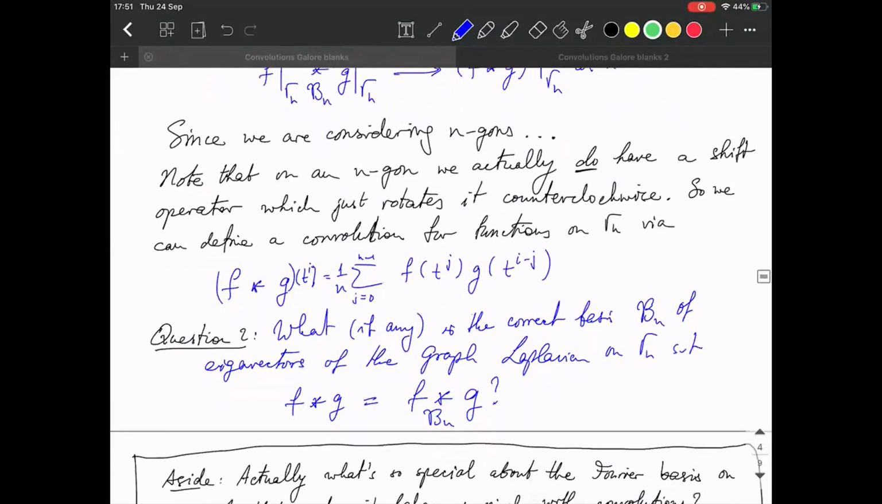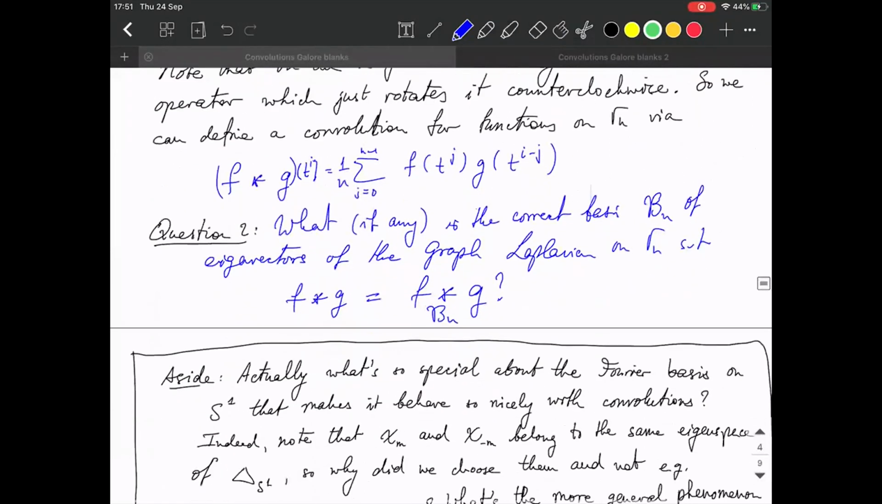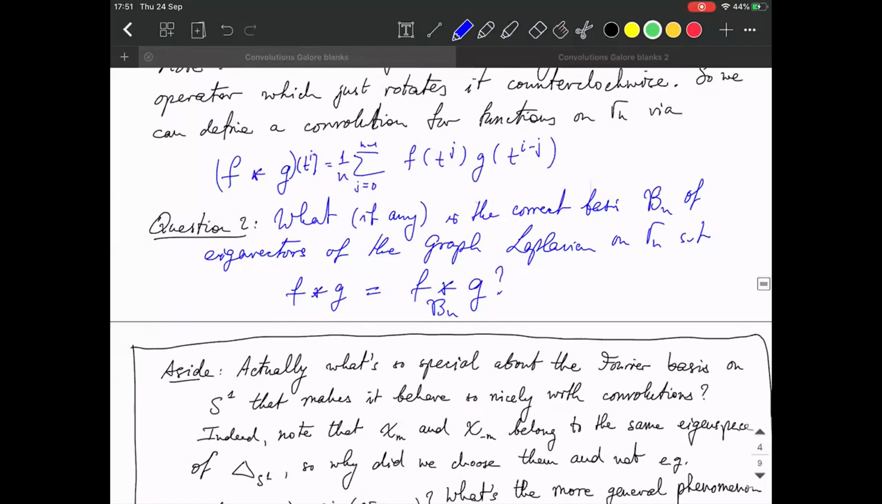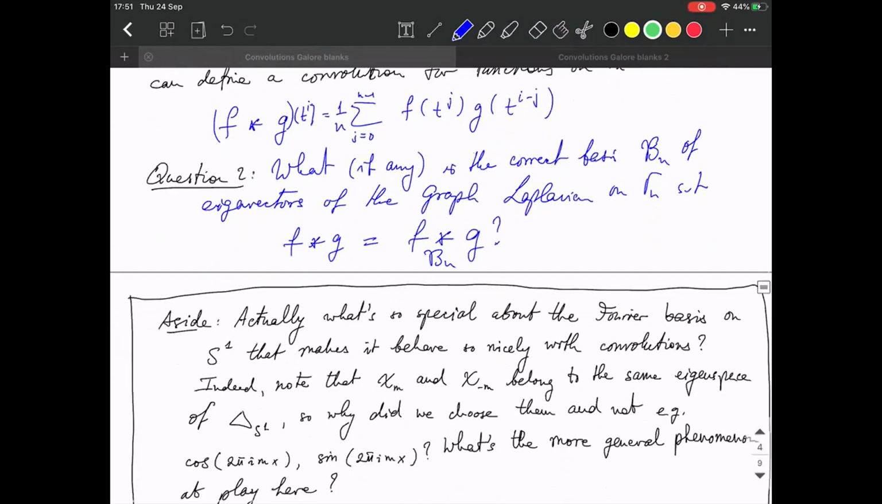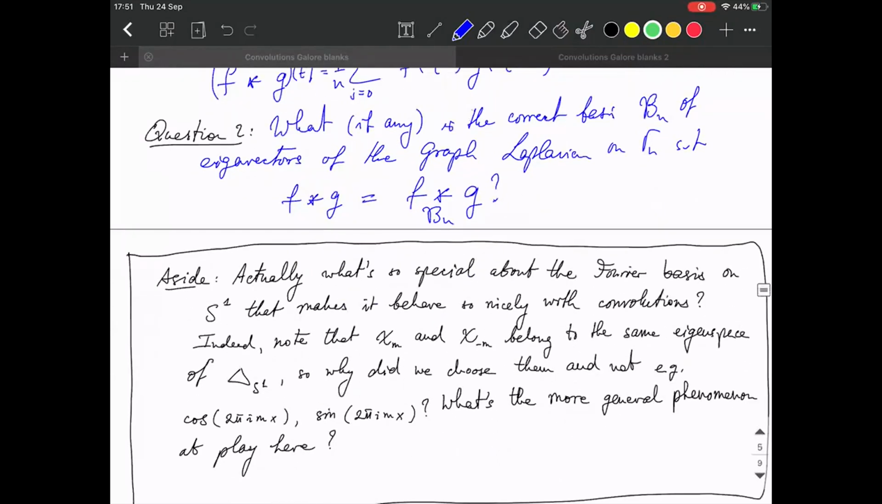So the answers to these questions are not particularly suspenseful, but in fact, yes, there exist these discrete Fourier bases, and they approximate the Fourier basis on the circle. But as I mentioned earlier, one of the deeper questions that one can ask is, what makes the Fourier basis so special?